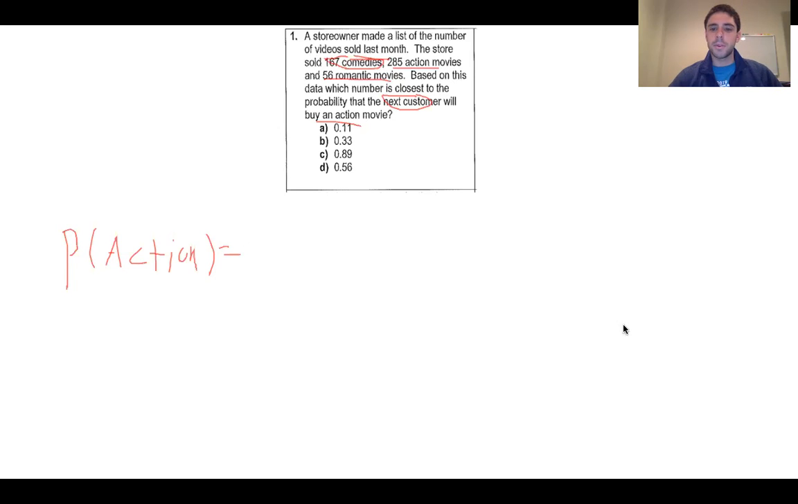How do we calculate the probability of an action movie? For an answer from somebody, how do I calculate the probability that the next person will buy an action movie? What is my ratio going to look like? In words, what's going to go on top and what's going to go on bottom?